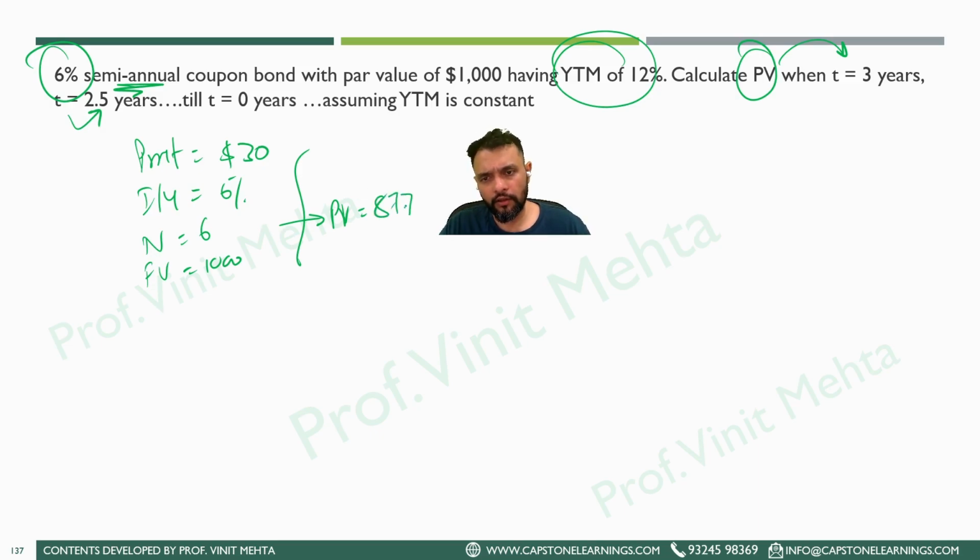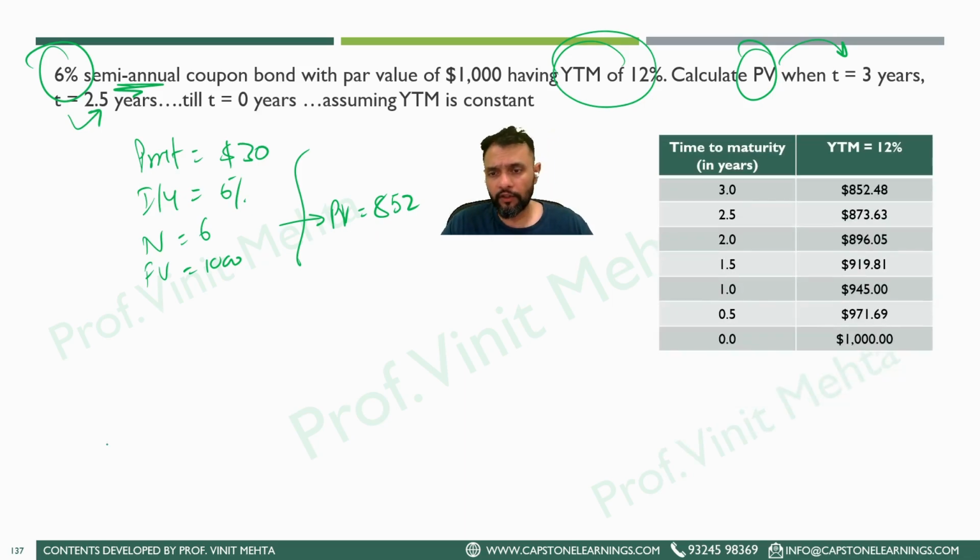I guess, let me double check. No, it's not 877, it is 852.4803. 852. Thank you so much. And now when n is equal to 5, like 2.5 years to maturity, is it 877 or 873?